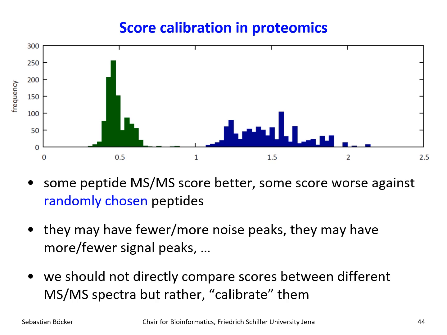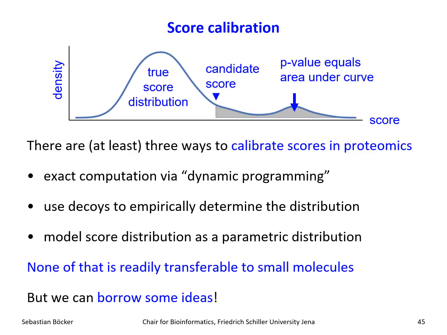And calibrating them can be achieved by looking at the score distribution. As I said, we are looking at the score distribution of random peptides, and we have a certain candidate score which we have observed. And what we now check is the p-value, the probability that a random peptide would reach the score that we have observed or a better score just by chance. This is the area under the curve of the distribution that I'm showing here.